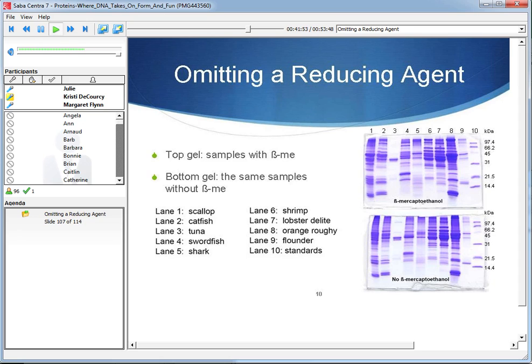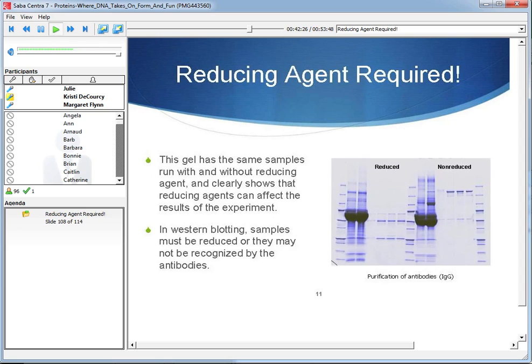These are a couple of gels I ran, again looking at seafood samples. The top gel is with beta-mercaptoethanol, the reducing agent, and the bottom was without. And you can see there are differences if you compare, say, the proteins here without beta-mercaptoethanol and here with. You can see clear differences, but it still would work if you want to compare. You can still see differences in the protein profiles. It wouldn't change a result in an experiment like this. There are other experiments, though, where it would make a huge difference.